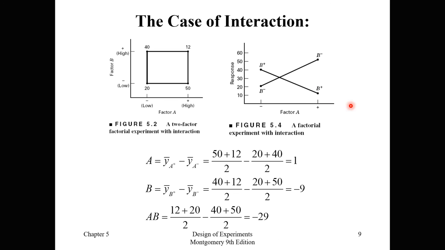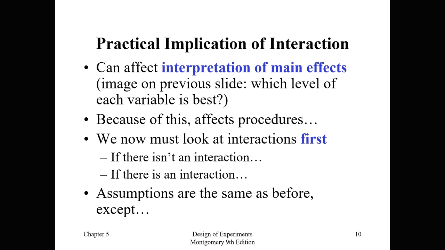But in this case, with an interaction, the interpretations aren't so clear cut. In fact, interpreting that it's better to be an A plus in this case is true for the B minus group, but it's not true for the B plus group. So interpreting the main effects of a factor when there's a statistically significant interaction can actually be extremely deceptive, and we really need to look at these plots to interpret that. So this can absolutely affect the interpretation of the main effects, and because of this, this affects our procedures.